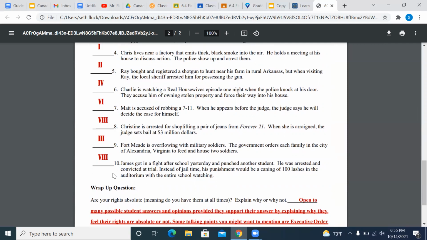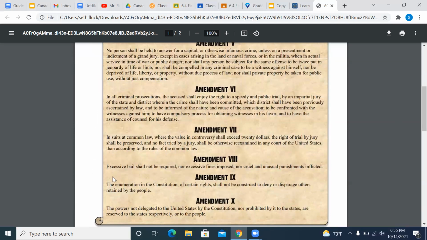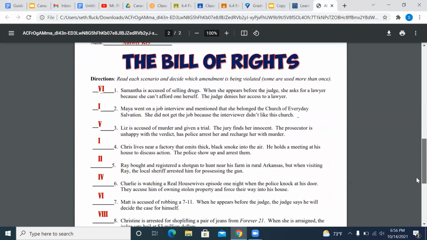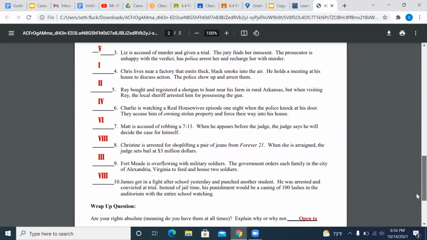The last one, number 10, James got in a fight after school yesterday and punched another student. He was arrested and convicted at trial. Instead of jail time, his punishment would be a caning of 100 lashes in the auditorium while the entire school watches. That is a pretty clear violation of the 8th Amendment. The 8th Amendment has to do with bail, excessive fines, and cruel and unusual punishment. Not only would that be a super cruel punishment, after 100 hits on the back from a cane, you probably wouldn't live. That would be pretty unusual. By anyone's definition, that would be a really strange way to punish a student. So that would be the violation of the 8th Amendment there.